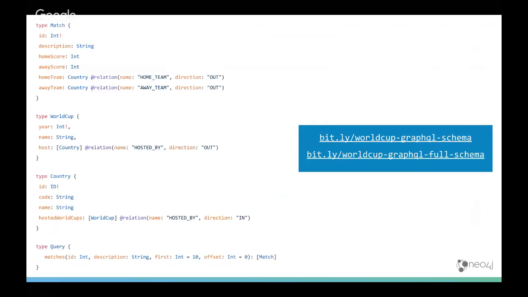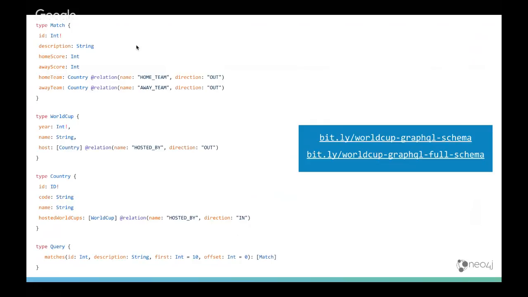So the first file is the schema file. And so this is just a subset of the schema that we created. If you want to see the full schema, we've got that on these bit.ly links. So you can see a bit of a cut down one at bit.ly/World Cup-GraphQL-schema, or the full thing, World Cup-GraphQL-full-schema.